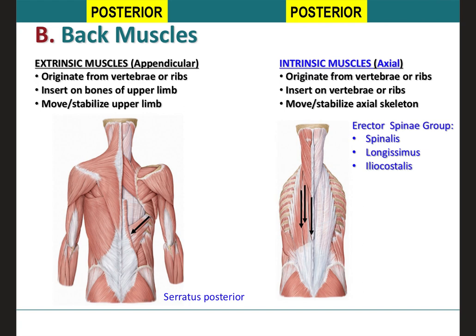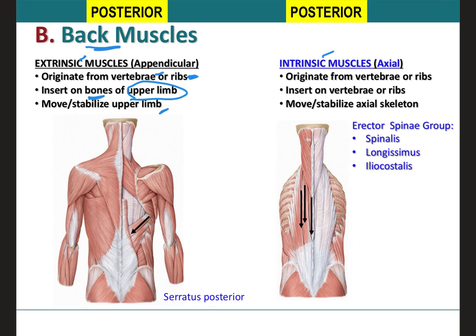Let's move on to the back muscles. Like I said, we have two different types of back muscles. We have what we call the extrinsic back muscles and the intrinsic back muscles. Extrinsic just tells us that they will be acting outside of where they are located. So they will be acting on the upper limb. Why is this? Because they will be inserting on the bones of the upper limb, more specifically on the humerus. So all of these will have an action on the arm or the humerus. However, because they originate on the vertebrae or the ribs, we consider them part of the back muscles, and that's where they're going to be located.